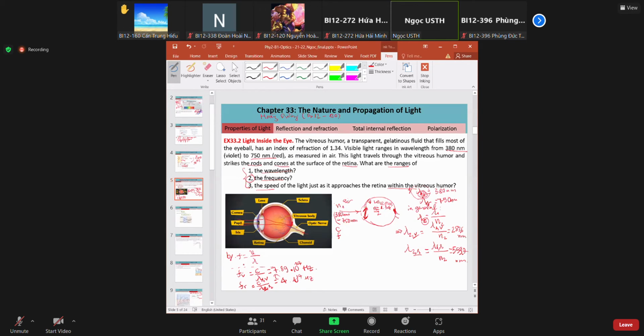We can't apply these equations for the second medium because we don't know the velocity of light in this medium. But luckily we have the information that frequency doesn't change. So let's calculate the frequency of light here, and then you will know the frequency of the light in the second medium here. Okay, so the C part, right? Yes.